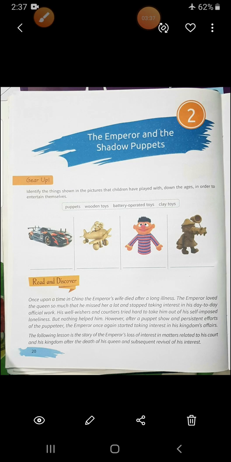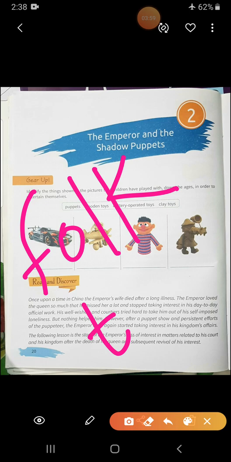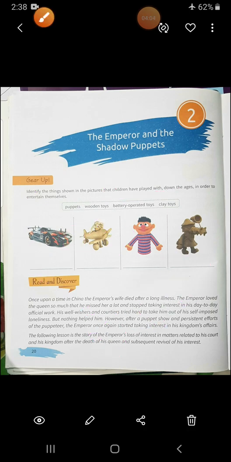All right, so this chapter is actually a folk tale. You can read it. It is given there on page 22 that it is a Chinese folk tale. What does this word folk tale mean? These are those stories that are passed down from generation to generation orally.